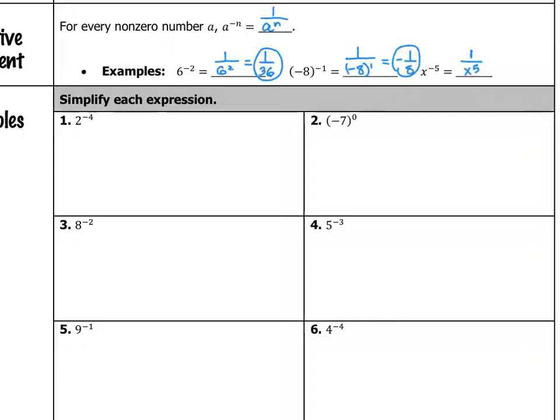Okay, so number 1, we have a negative exponent there. So our rule says that when we have a negative exponent, we rewrite this expression as the reciprocal of the positive power. And so that means we do this as 1 over 2 to the positive 4. Okay, so now our exponent becomes positive, and now I can simplify the denominator of that fraction. 2 to the 4th power is 16, and so my answer is 1 over 16.